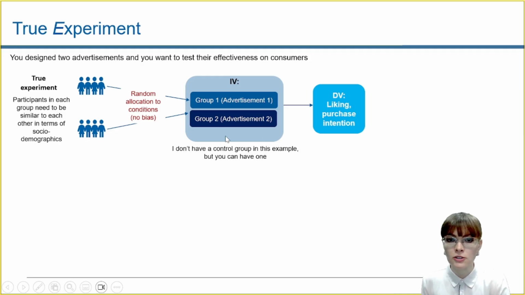Here on the screen, I don't have a control group, but by any means, you can have one. Having a control group will help you to establish which of those advertisements is more effective when you just look at them. But it will also show you what the purchase intention for your product, for your brand, will be like if no advertisement is shown to them. So a control group allows you to establish what the outcome will be like if there is no intervention, if there is no advertisement one, or no advertisement two.